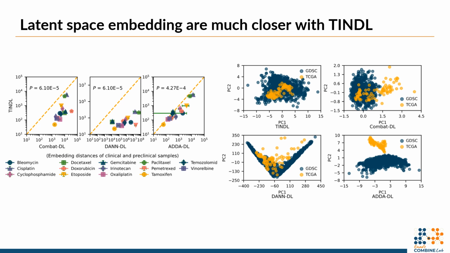Comparing against various models and baselines, one result we wanted to highlight is the analysis of the embeddings of preclinical and clinical samples. On the left side is the comparison of embedding distances per drug compared to domain adaptation-based methods, DAN and ADA, and a batch effect removal method called COMBAT. Having points below the diagonal means that the distance for the drug is larger than Tyndall's for the method on the x-axis. We can also see on the right the first two principal components of the latent space embeddings, where Tyndall displays a nice overlap between the two domains.